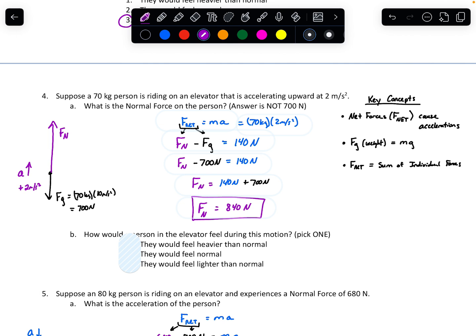The other thing that we talk about is what would the person feel? If that normal force is greater, if it's 840 newtons, then that force is being pushed against the person from the floor of the elevator. They are going to feel much heavier than normal. Because remember, their gravitational force is just 700. So they're going to feel that extra 140 newtons of weight, and that will cause them to feel heavier.